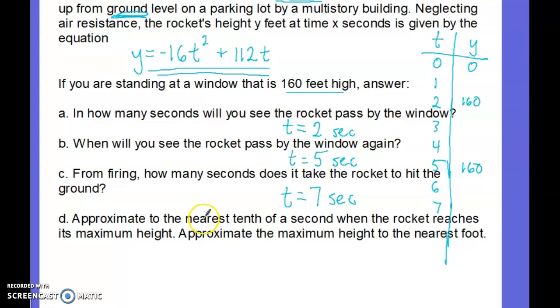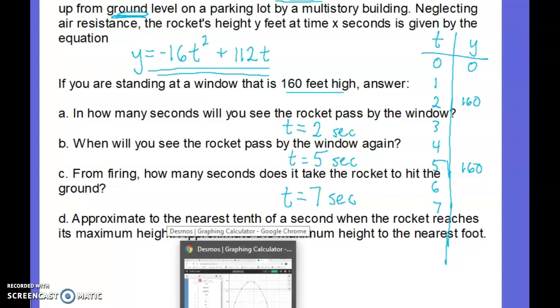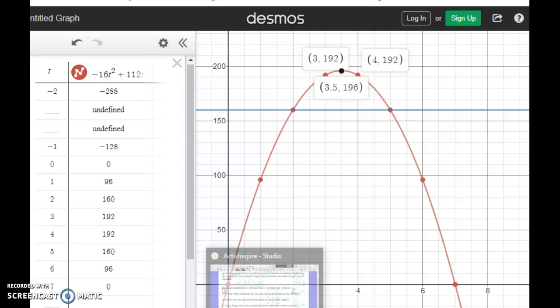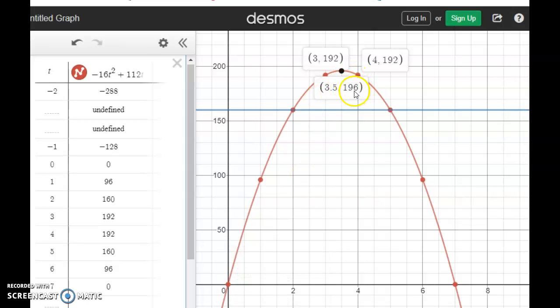So the last question: approximate to the nearest tenth of a second when the rocket reaches its maximum height. When you look at your graph, this is not the maximum. There's actually a higher value. This graph is really nice. If you put your pointer right there, you can click and it'll tell you what the maximum height is. So the maximum height is the y value, 196. The t value is 3.5 seconds.